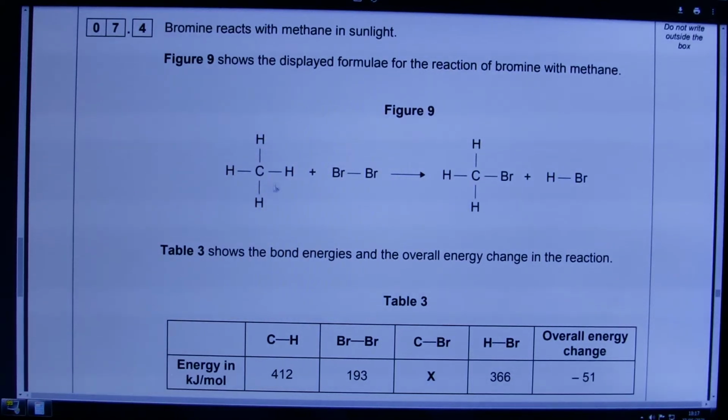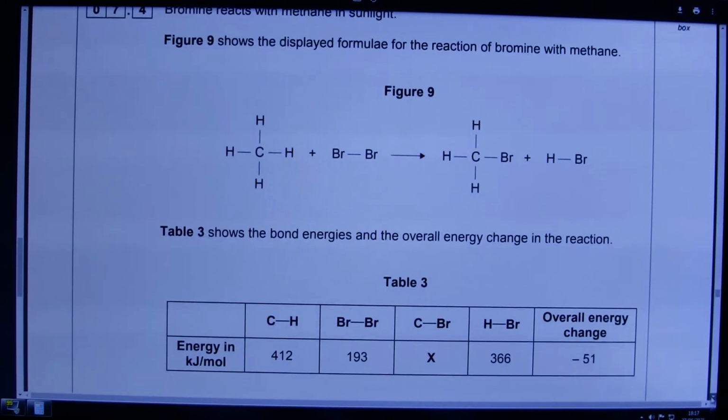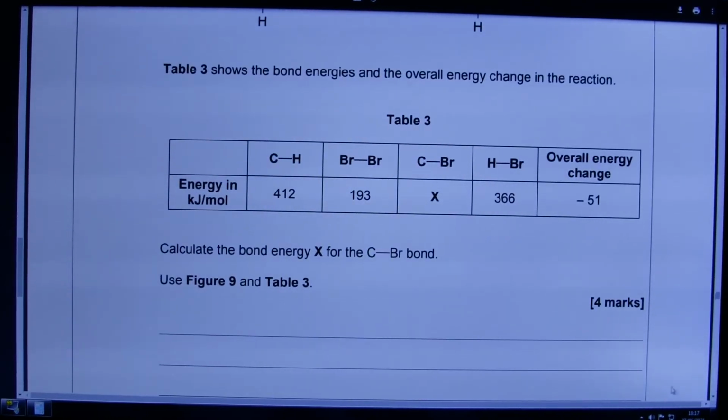You have 4 of these here and 3 here, so you can ignore the 3 that haven't changed, and it's just that one that's going away and this one that we're getting. And we're breaking the 193 and getting a 366. The overall energy change is minus 51, so the 2 things on the right must add up to 51 less than the 2 things on the left. Calculate X. Why am I not surprised?